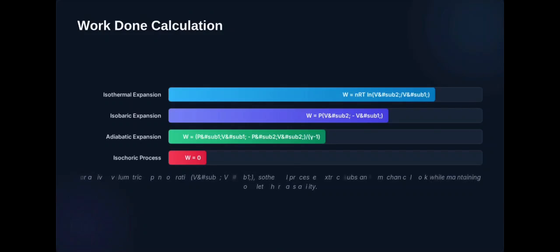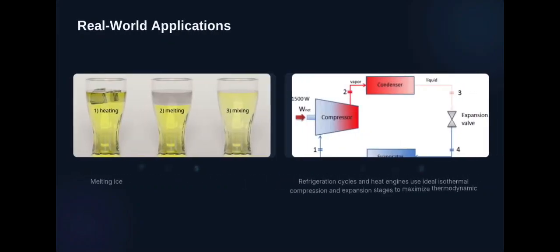Work done. Work done is equal to nRT ln V2 upon V1 while preserving stability. An adiabatic process does lower work due to temperature drops, and an isochoric process produces zero work because volume remains fixed.